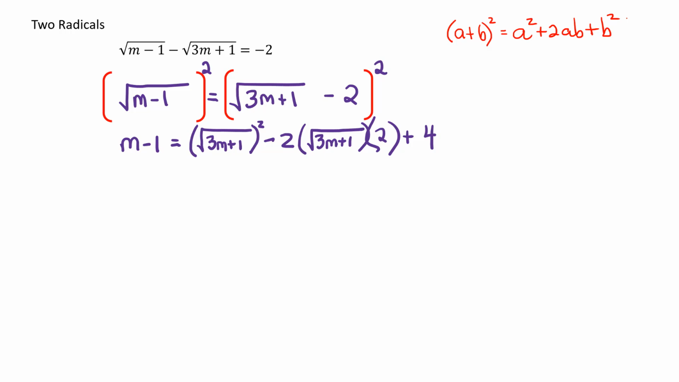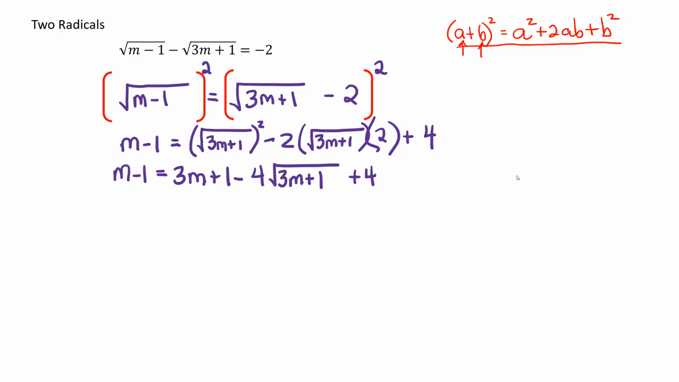So just like we were talking today about the sum and difference of cubes, the difference of squares, you should know by heart how to square a binomial without having to FOIL the whole thing out. If you got a first thing and a second thing, when you square that binomial, it's first thing squared plus 2 times first thing times second thing plus second thing squared. All right, so we squared that right side, and now we just need to clean it up a little bit. m minus 1 is going to equal 3m plus 1 minus 4 times the square root of 3m plus 1, and then you still have that 4 on the end.